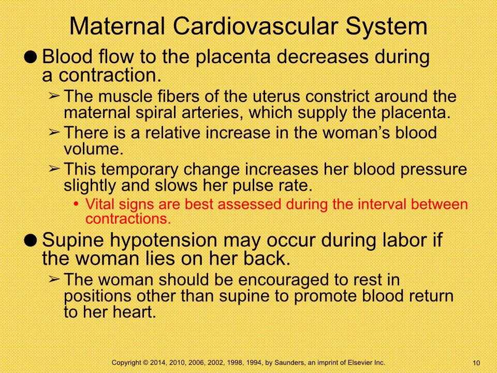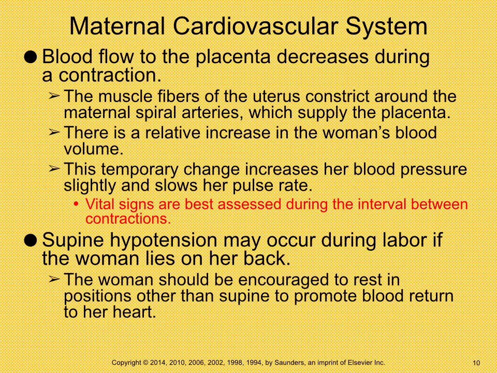The maternal cardiovascular system. Blood flow to the placenta decreases during a contraction. So we have a little bit of compromise there in blood flow, and that passive diffusion the placenta experiences. The muscle fibers of the uterus constrict around the maternal arteries, which supply the blood supply to the placenta. And there is a relative increase in the woman's blood volume. So as she is starting to contract, that blood volume increases.